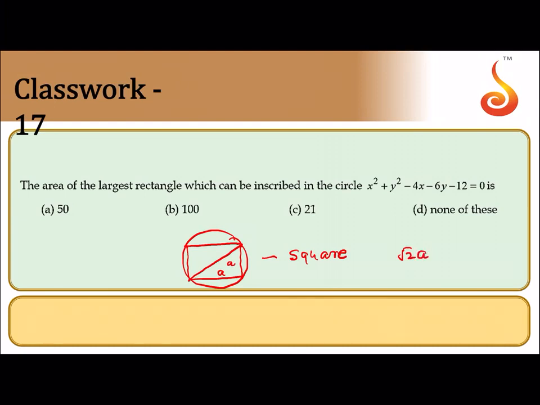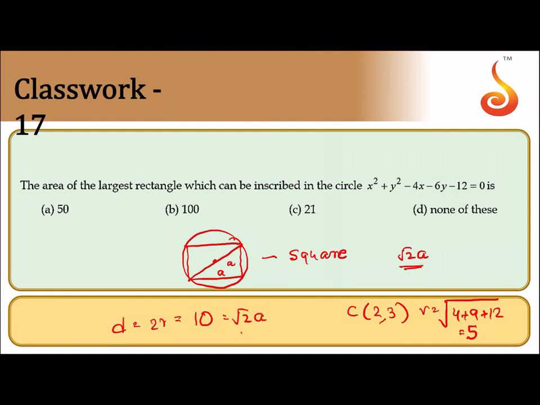So the diameter will always be the square root of a square plus a square, which is root 2a. So root 2a will always be the diameter. Now the center is given as (2, 3) and the radius is equal to the square root of 4 plus 9 plus 12, which gives you radius equal to 5. So diameter is equal to 2r, so 2r will become 10.